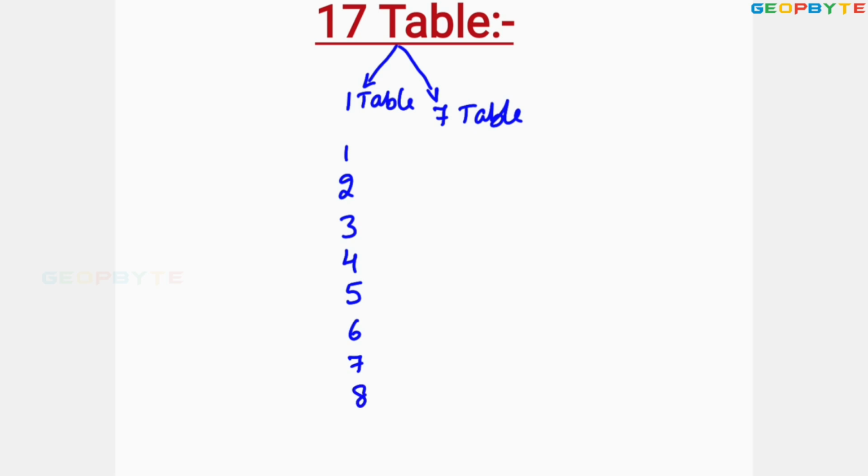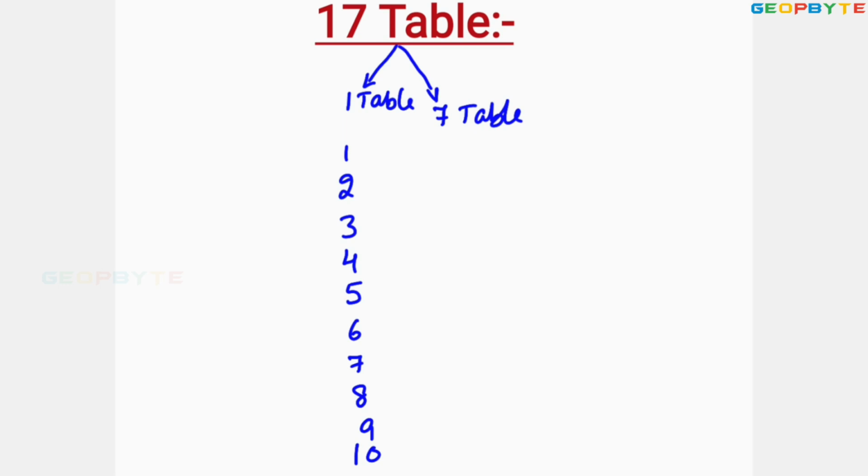For the 17 table, what you need to do is you separately write the one table and seven table. First, let me write the one table. 1 into 1, 1. 1 into 2, 2. 3, 4, 5, 6, 7, 8, 9, 10.